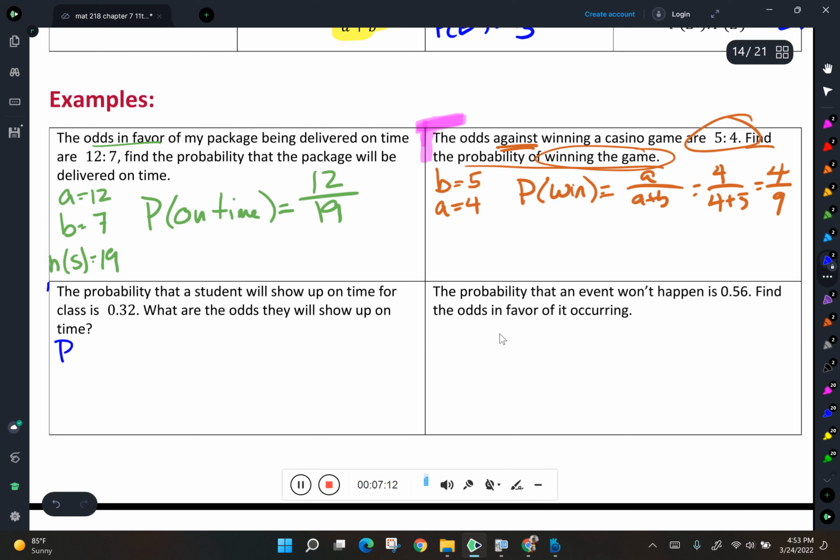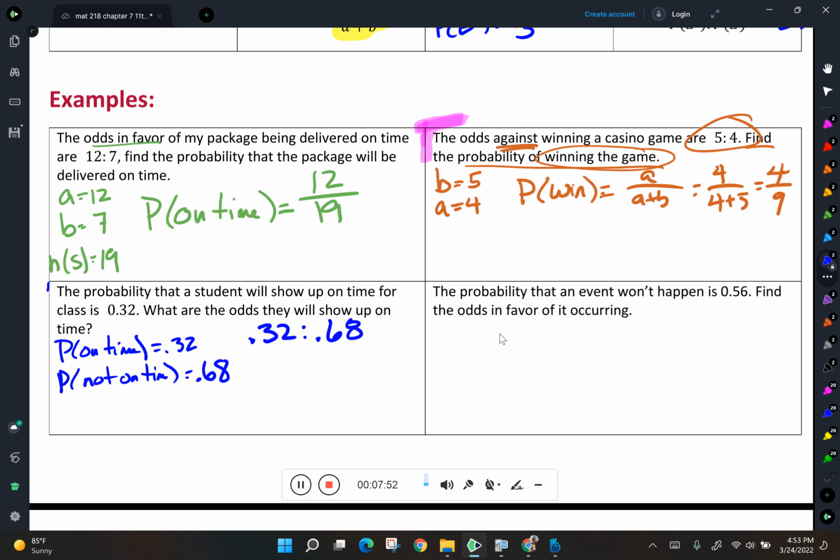on time. So the probability of on time is 0.32. What are the odds that will show up on time? Well, the probability of on time is equal to 0.32. So the probability of not on time would then be 0.68. So then the odds are going to be 0.32 to 0.68. But that's ugly. I can't leave it like that with decimals over there.